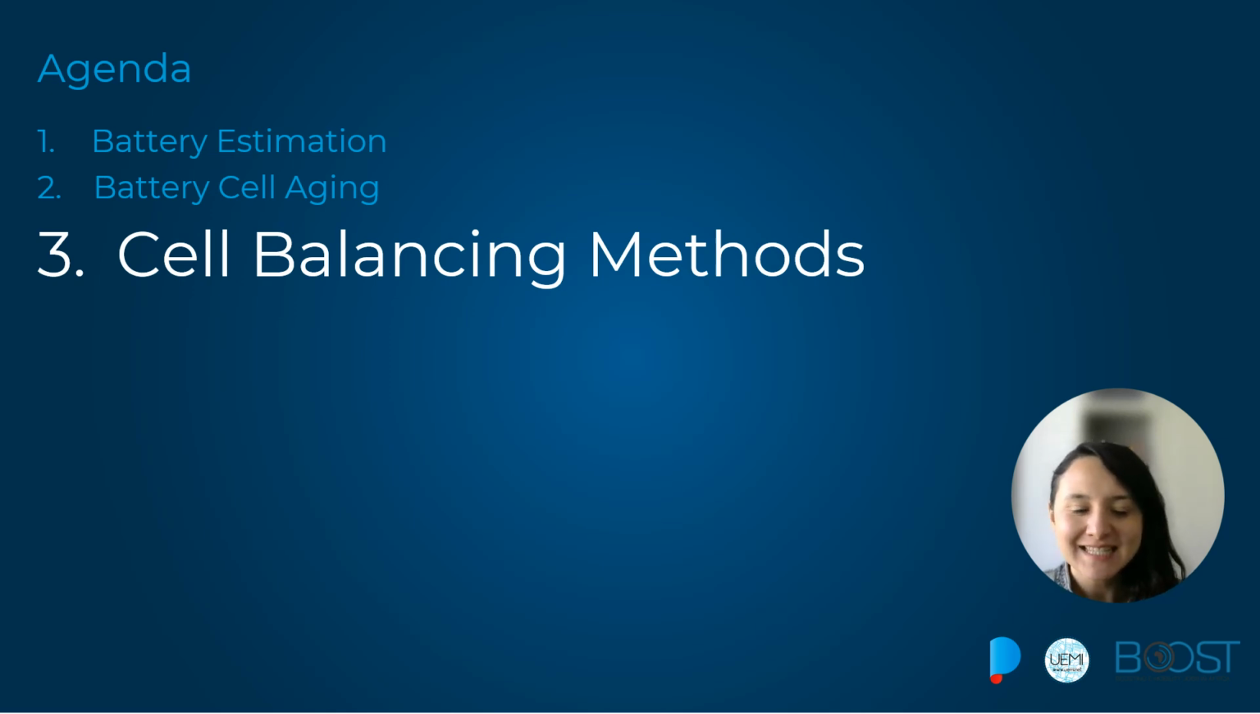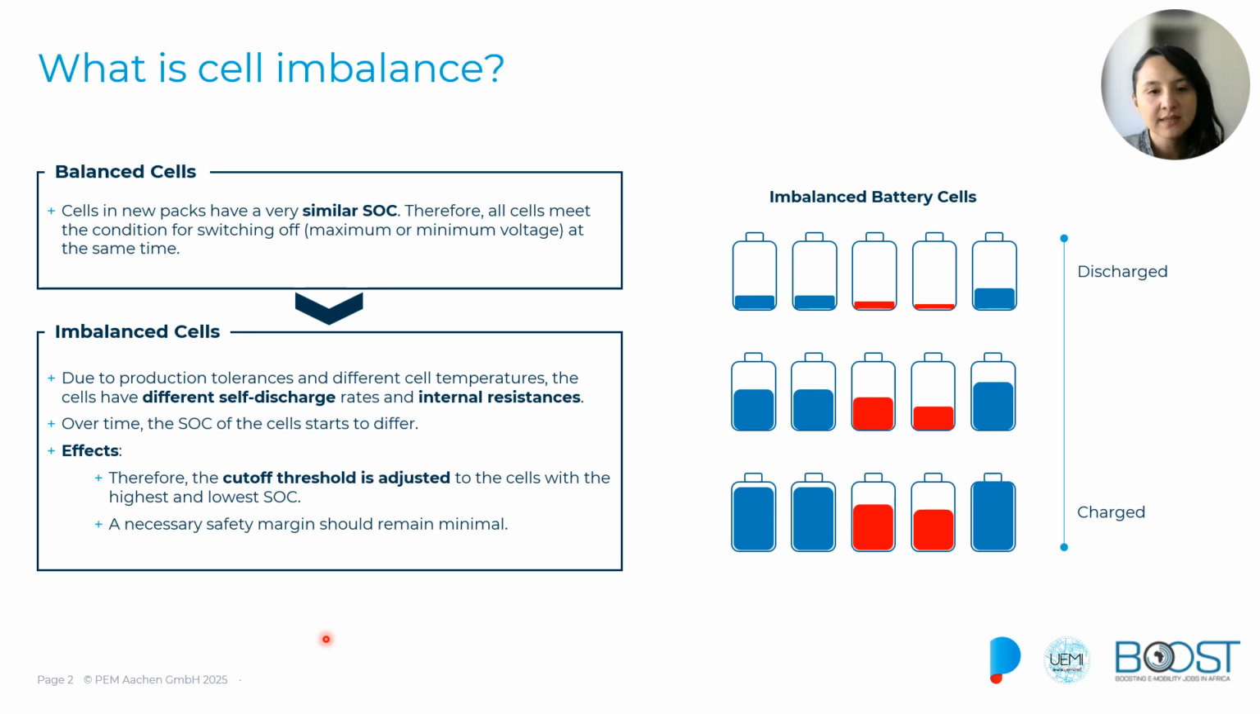So, in this last section, we will talk about cell unbalance. This is a very common challenge that affects battery packs over time. Here we will discuss this problem, but also we will find the different balancing methods that are used to prevent and to correct the imbalance in our battery packs. So let's start by defining what cell unbalance is.